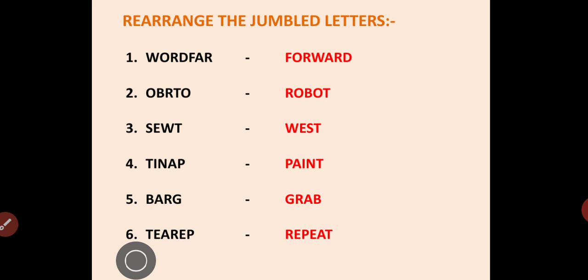Next one, TEAREP. It is repeat. Repeat means what, children? It is a loop, again and again. All clear, children? Just read the spelling and get practice of each spelling, children. Let's move on to the next one.